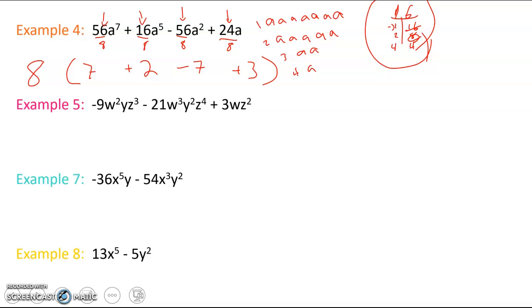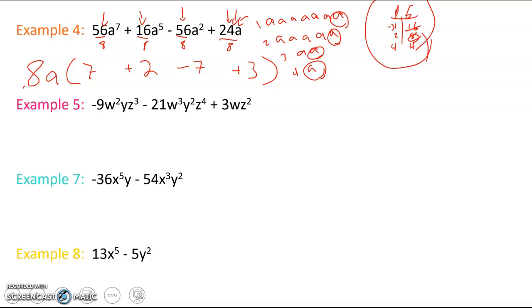What you can see is you can only take out 1 a out of all these terms, because going back to this last term, I can't take out more than 1 a. I can't take out 2 a's because I only have the 1 a to take out. So I can only take out 1 a from all of these, so I'm going to be left with 8a as my GCF.